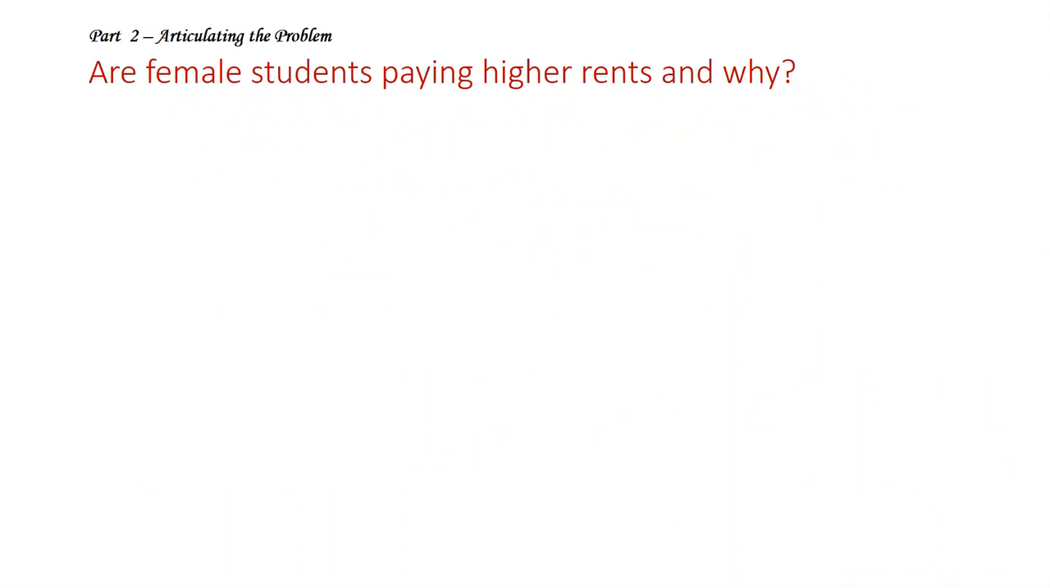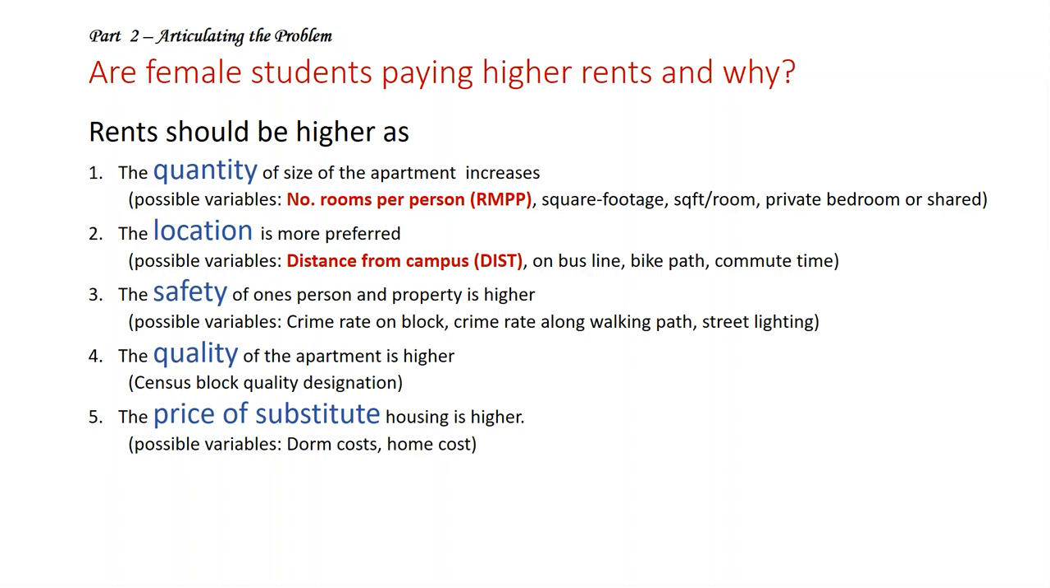In part 2, we actually got to articulate the problem. The problem that we were presented is: are our female students paying higher rents, and why? We contemplated this and used common sense and economic theory and came up with at least 5 variables that would be very important to explaining rent. Of course, the 6th variable is then female. And over all those 5 points, does female stand up as a significant premium or difference in rents that are being paid?